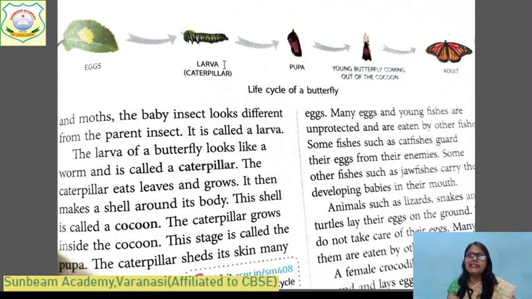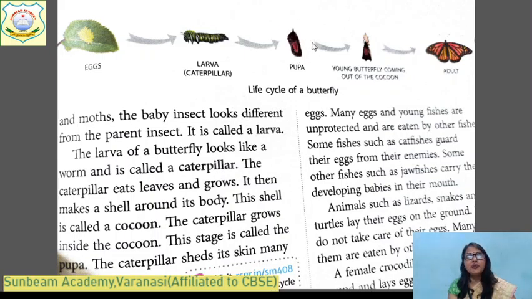The caterpillar eats leaves. ये tree पे रहता है, leaves खाता है and grows. Then it makes a shell around it. अपने body के चारों ओर ऐसे एक shell बना लेता है. This shell is called cocoon. अब when the shell is formed, एक झिल्ली जैसा इसके चारों ओर बन जाता है. It is called cocoon. And the caterpillar grows inside the cocoon. ये देखो जो caterpillar है वो cocoon के अंदर में grow कर रहा है. Here it grows. And this stage is called pupa.